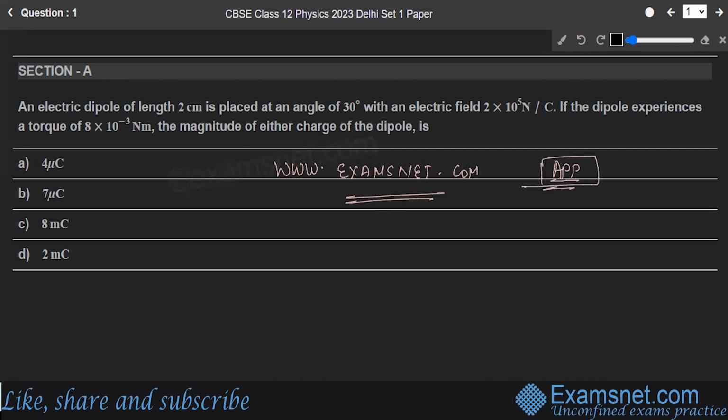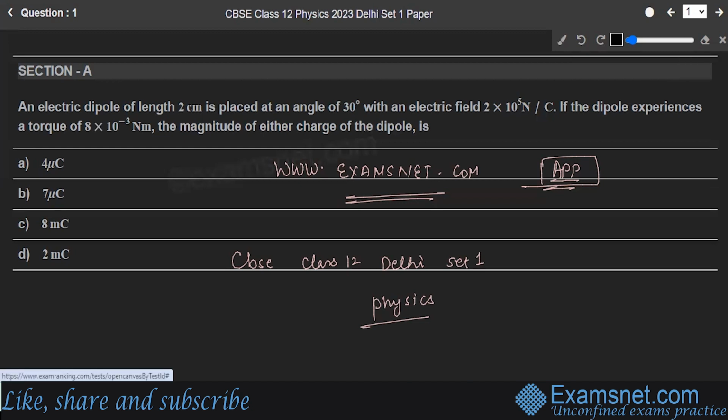So students, today we'll be solving the CBSE Class 12 Delhi Set 1 paper for physics. Maths and chemistry have already been uploaded for the same. Do explore that as well. So let's start with the very first question of the physics. Here we go. Best of luck.